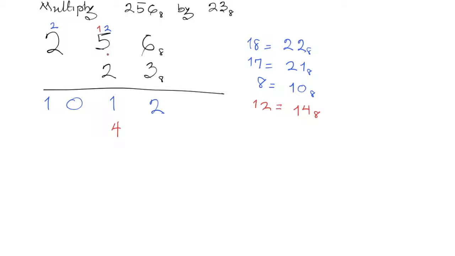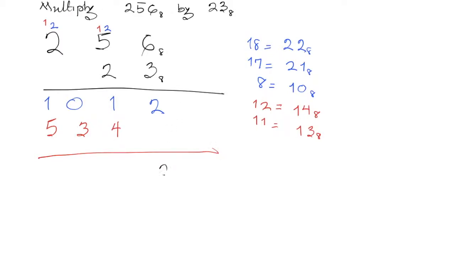2 times 5 is 10 plus 1, 11. 11 in base 8 is 1 bunch of 8 and 3 units. So write our 3 here and move our 1 right here. 2 times 2 is 4 plus 1 is 5. 5 in base 8 is just 5. Nothing more.